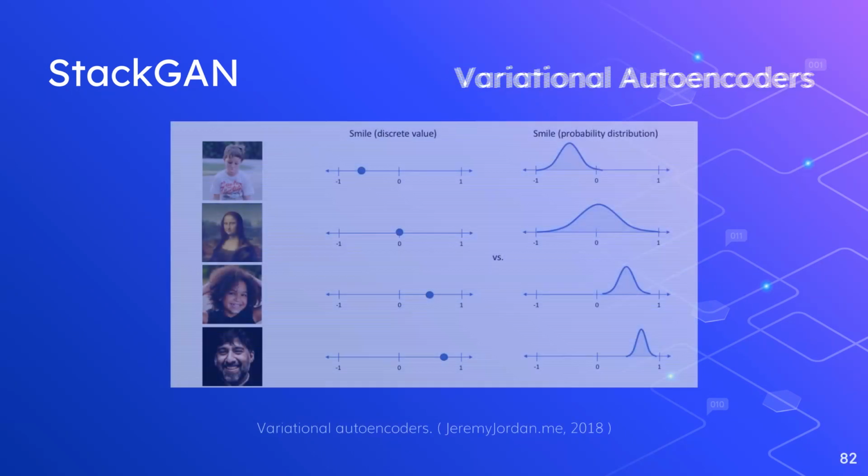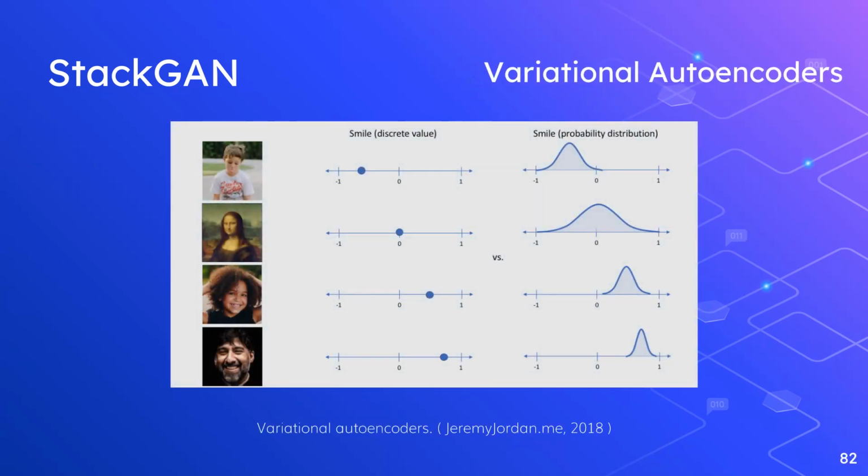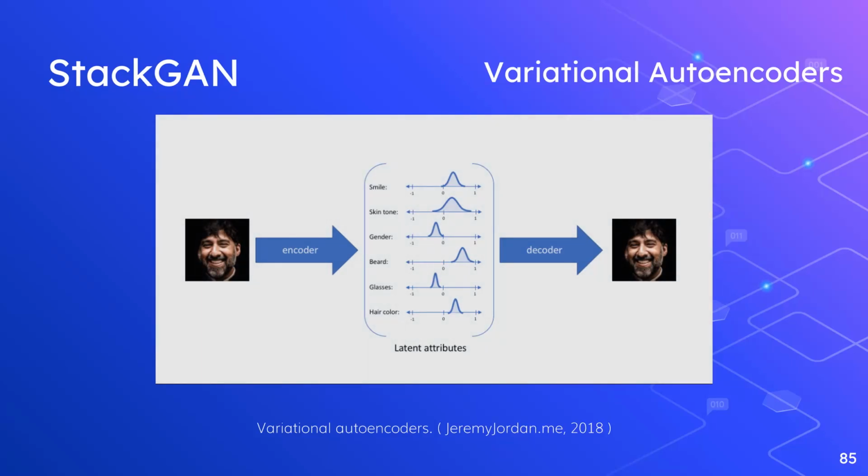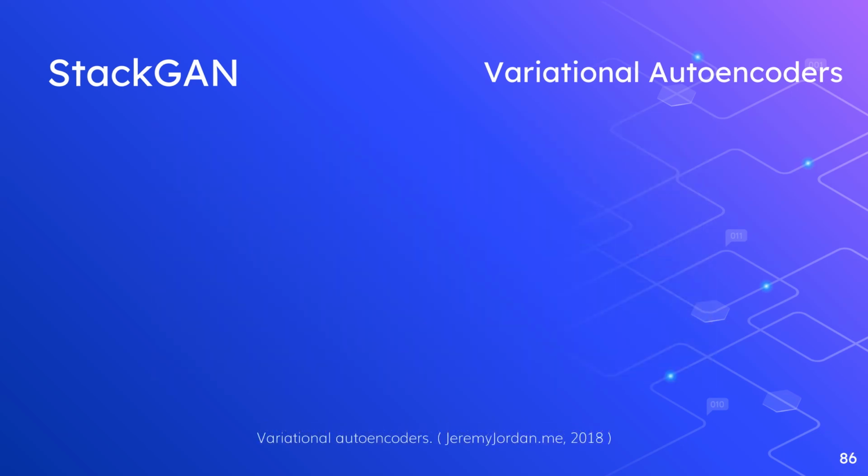Let's look at one attribute in particular: smile. With the regular autoencoder, smile is stored as a discrete value for each image. However, with the variational autoencoder, this data is stored as a probability distribution. So the decoder is given a sample from this data to recreate the image. So now, rather than storing discrete values for each of these attributes, we store a probability distribution for each of them.